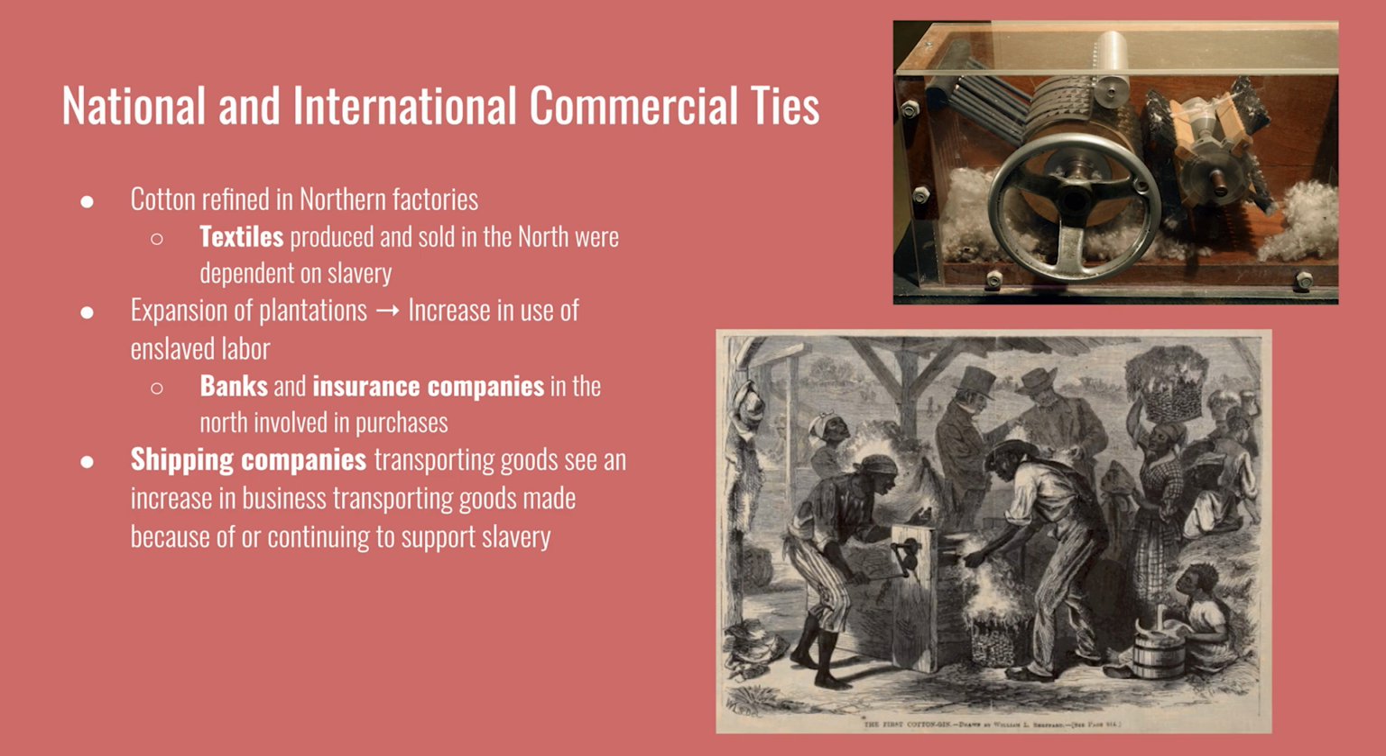Most of the banks and large financial institutions in the country at this time were located in the North and benefited from the sale of human beings. Shipping companies based in the North also benefited from the institution of slavery. The profits they made from the increase in transportation of goods made of cotton were all tied to slavery.